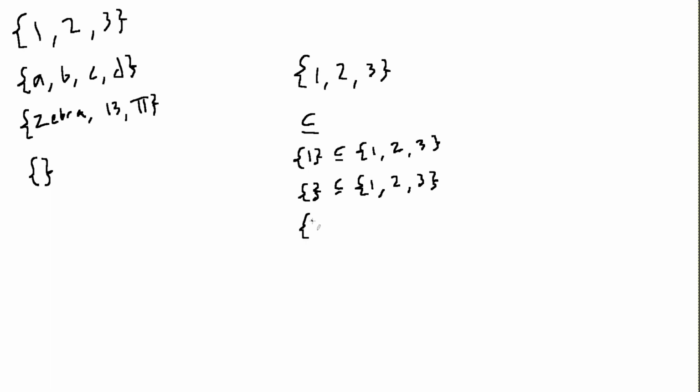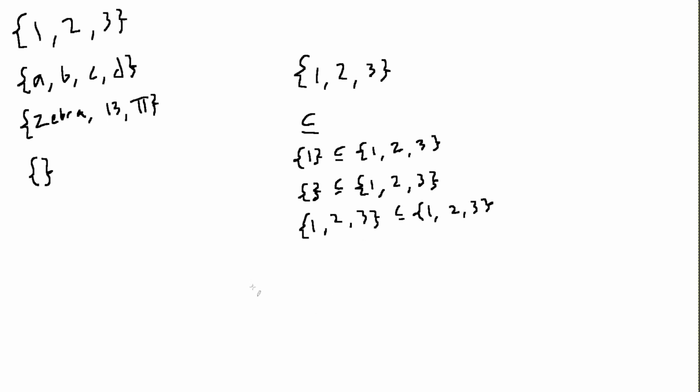Similarly, 1, 2, 3 is also a subset of 1, 2, 3, because every element in 1, 2, 3 comes from 1, 2, 3, right? And that's why there's this extra line here. It's just like less than or equal to, right? This bottom line means equal to, so it includes the set that's equal to it.